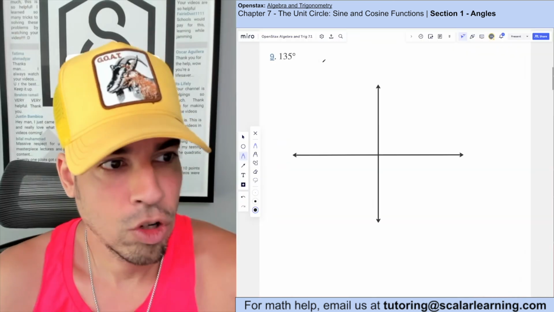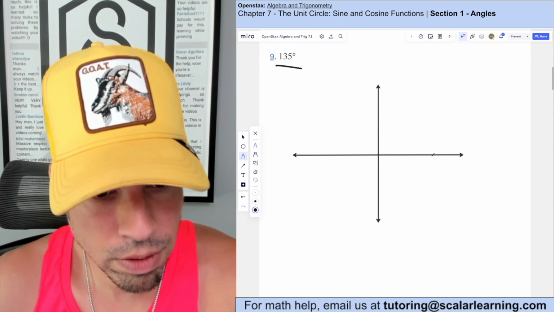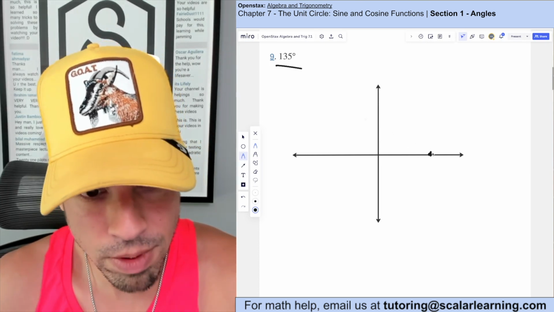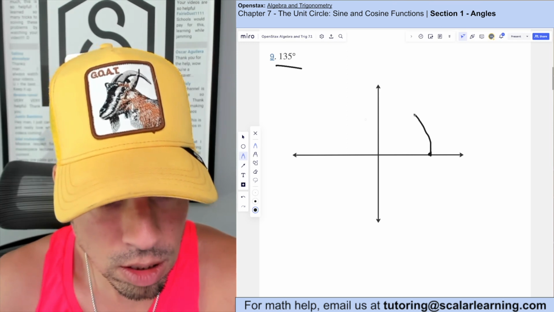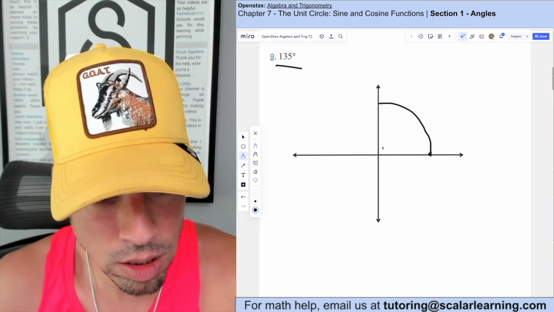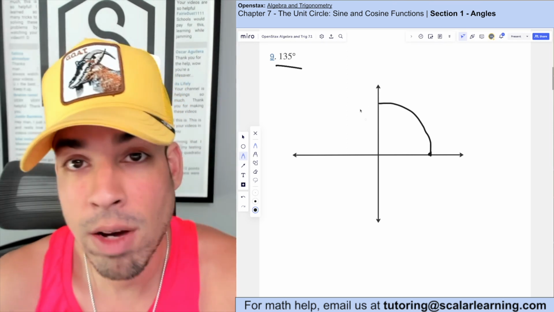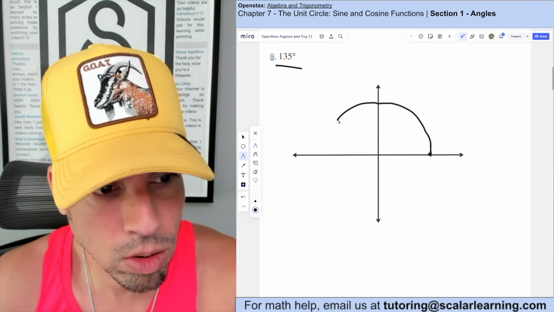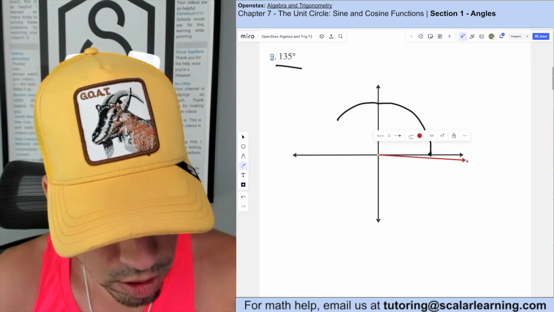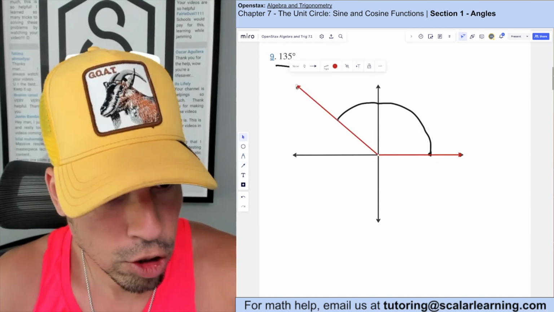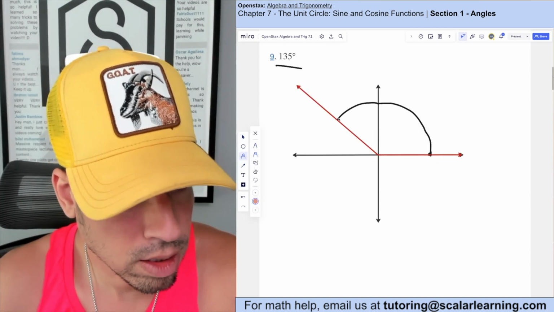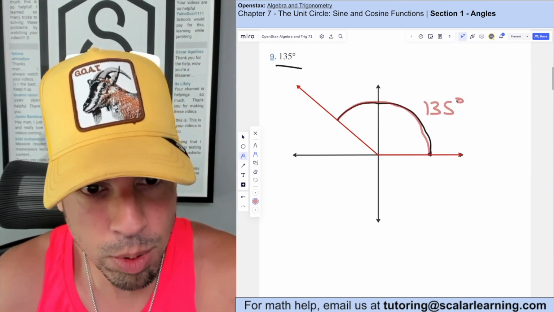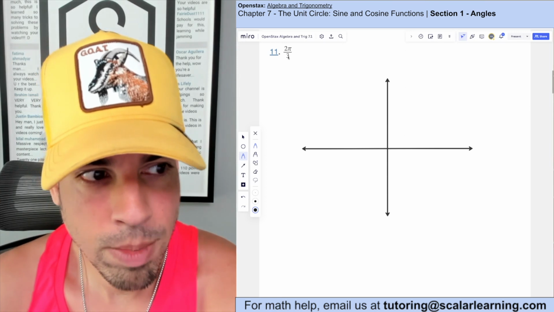Boom, done. For this one, to draw positive 135, again, we always start here with our initial point, and then we go 135 degrees. First, going up here would be 90 degrees, that nice quarter turn. Then we have a remaining 45 degrees to travel, which is right in the middle of a full 90. Here's our initial side, here would be our terminal side, and this whole piece in here is our angle at 135. Boom, done.